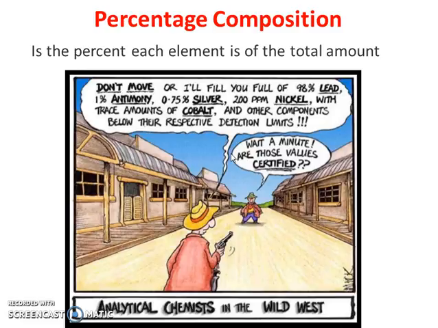This is what we call a percentage composition. That's telling us what percent each particular element or part of a total is. So here we have the Wild West saying what the bullet's made up of in terms of lead, silver and nickel, partly in percentages.